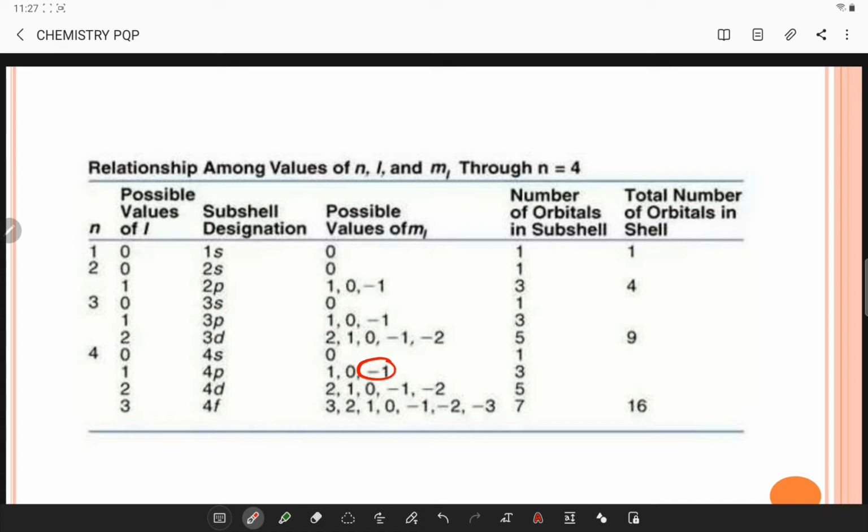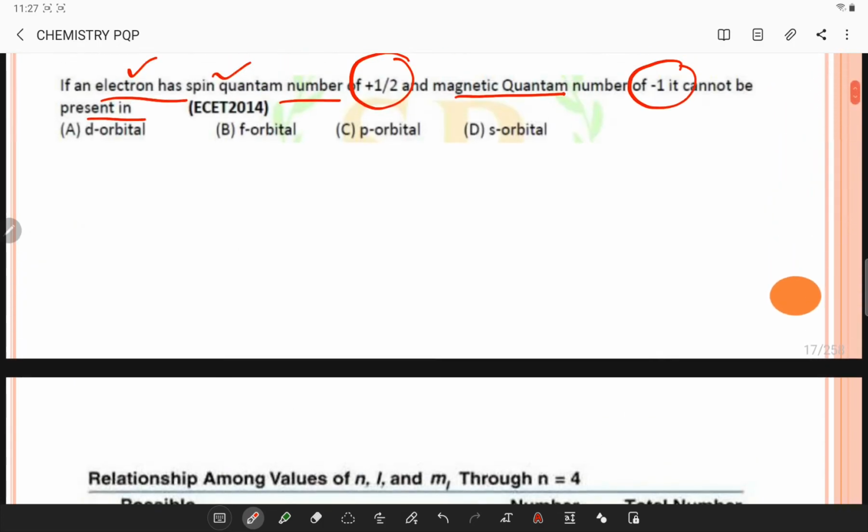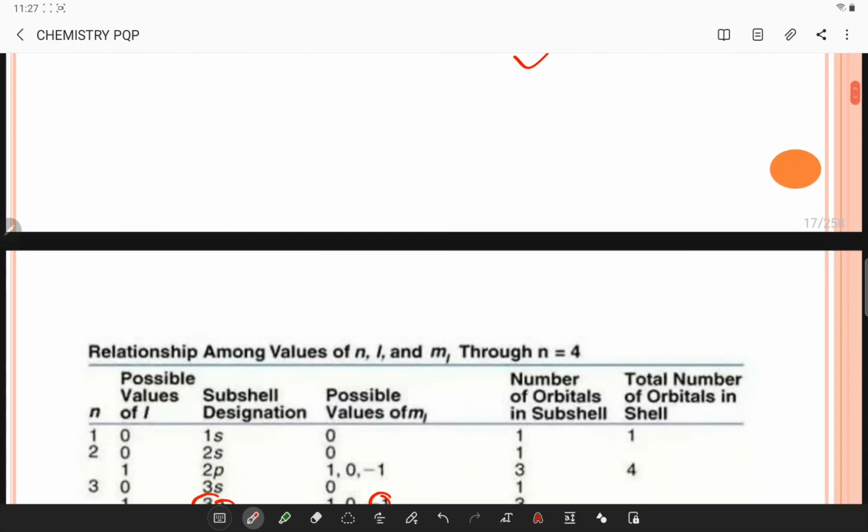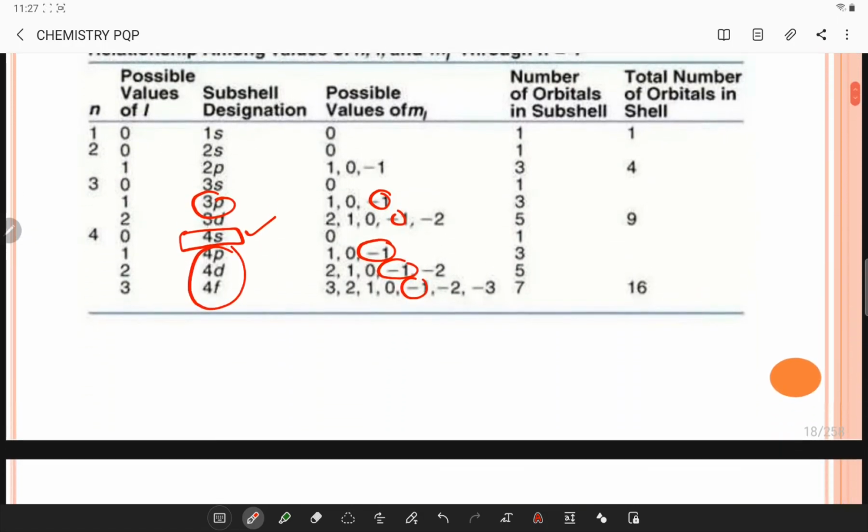So spin quantum number is available for P, D, F. If you observe here also, only S orbital will not be having it. See the question. So it cannot be present in S orbital. So let's go to the next question.